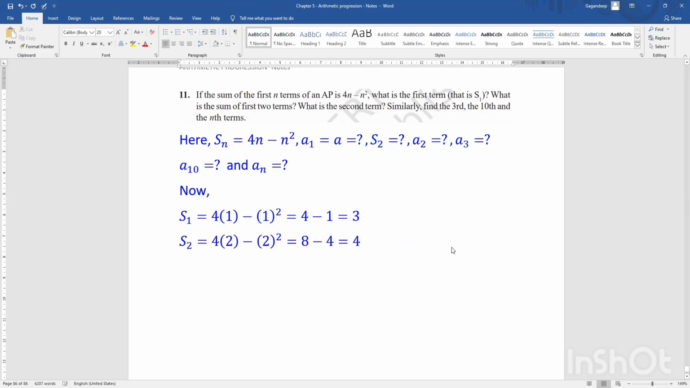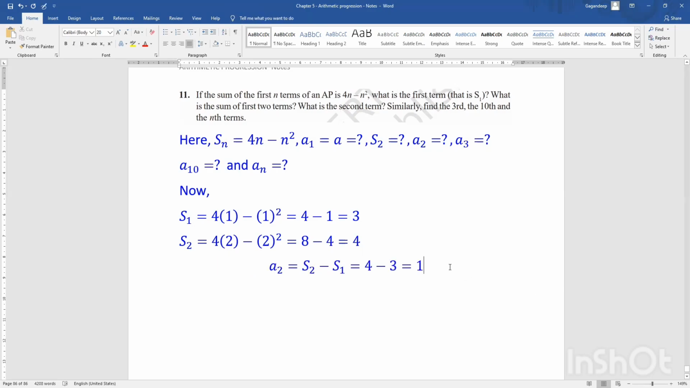Then I'm going to find out a2. A2 is nothing but S2 minus S1, which is nothing but S2 value, you already got it as 4, minus S1, which is 3, and 4 minus 3 will give you 1.